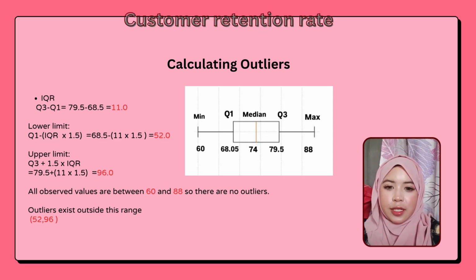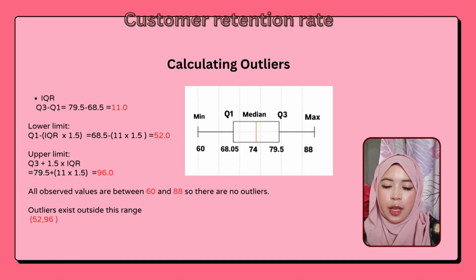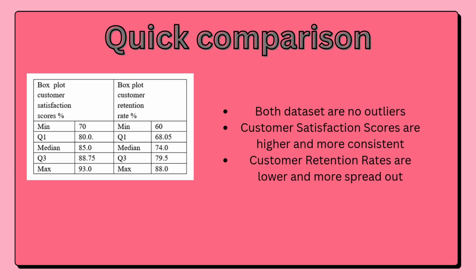All observed values are between 60 and 88, so there are no outliers. Outliers exist outside this range, which is 52 and 96. Now let's compare.